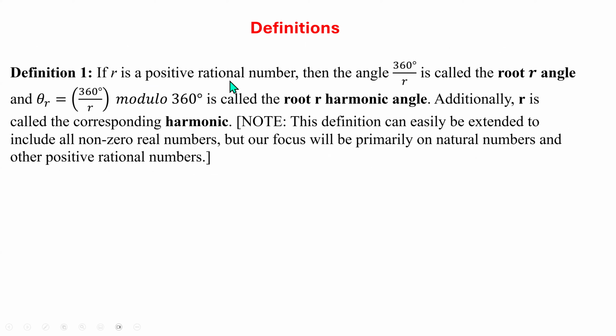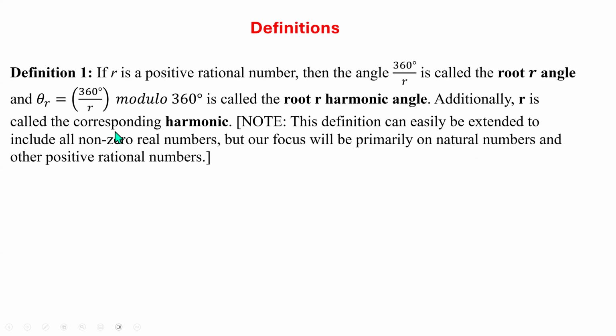Okay, first definition. If R is a positive rational number, then the angle 360 degrees over R is called the root R angle, and theta sub R equal to 360 degrees over R modulo 360 degrees is called the root R harmonic angle. Doing this modulo 360 degrees simply gives you back a corresponding angle greater than or equal to 0 degrees, but strictly less than 360 degrees. It's essentially clock arithmetic.